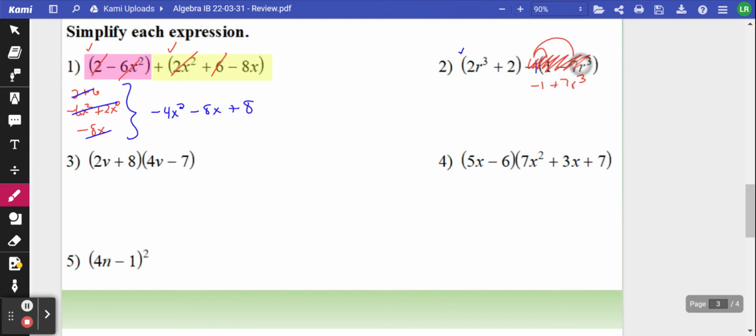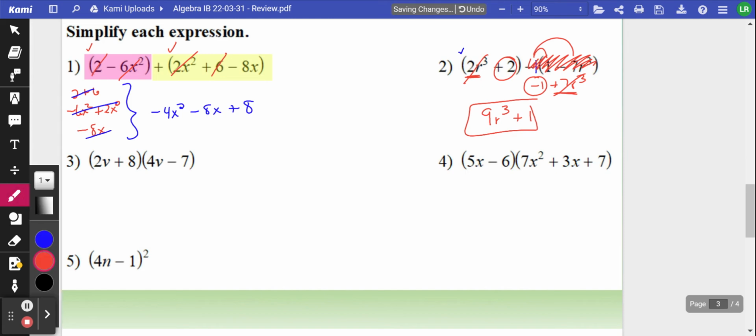I'm going to scratch this off. Now I'm just looking for like terms and adding them up. So the r to the thirds, 2 plus 7 is 9. Remember, when we add, we don't mess with exponents. And then our numbers, 2 plus negative 1 is positive 1.